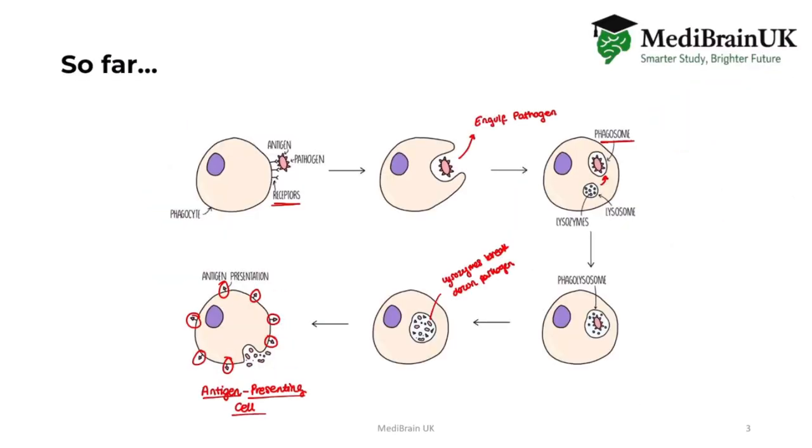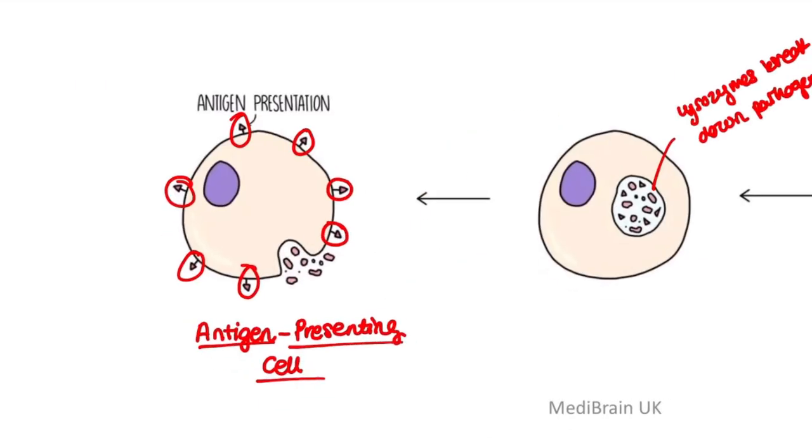So you've got your antigen presenting cell there. Now, once you've got your antigen presenting cell, your T cells are also circulating the blood, and your T helper cells will bump into this antigen presenting cell. They will get activated once they have bound to an antigen presenting cell. Because of this antigen presentation from the phagocytes, they will activate T helper cells.